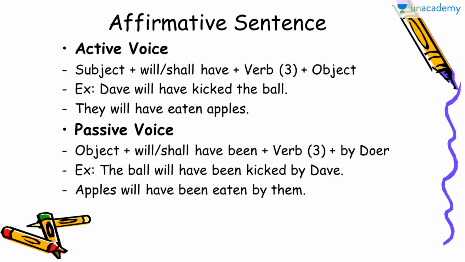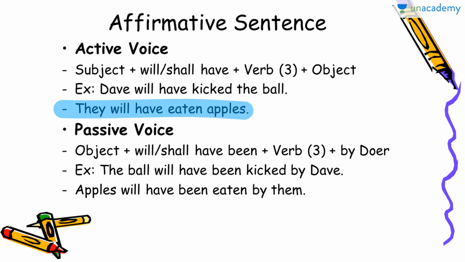So let's start with affirmative sentence. Now, affirmative sentences are positive general statements. In active voice, if I need to make affirmative sentence and it is in future perfect tense, it will start with subject who is doing the work, then followed by will or shall, then have, then verb third form, and then object. For example, Dave will have kicked the ball.